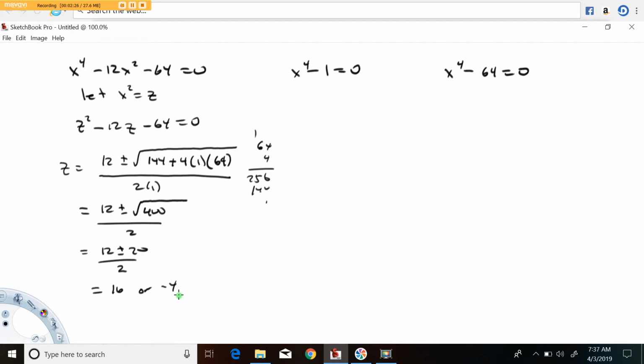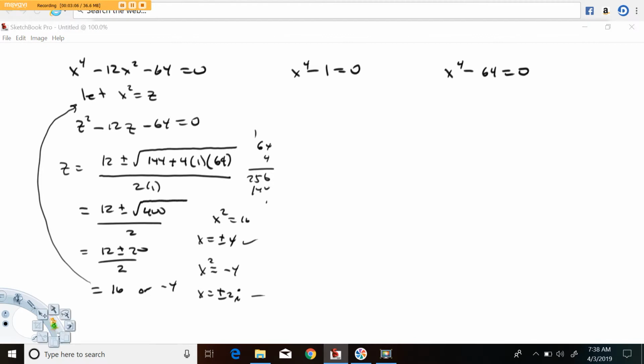Now we're not quite done yet. What we have are solutions for z, but we have to take that back through and figure out what x is. One possibility is that x squared equals z, and z could be 16, in which case x is plus or minus 4. The other possibility is that x squared equals negative 4, and when you square root both sides, you get x equals plus or minus 2i. So we ended up with 2 real solutions and 2 imaginary solutions. All right, and that example is done.